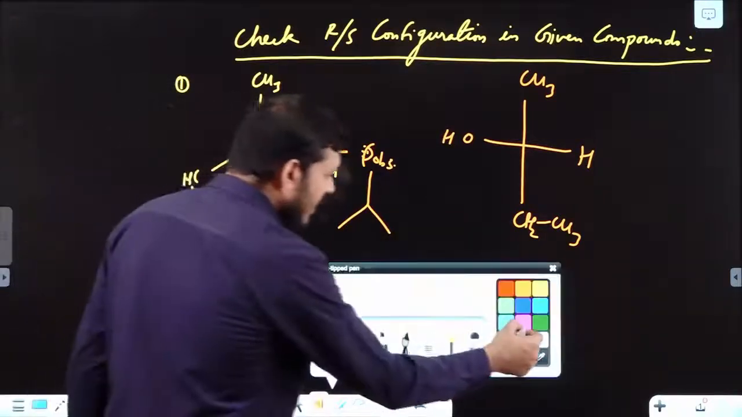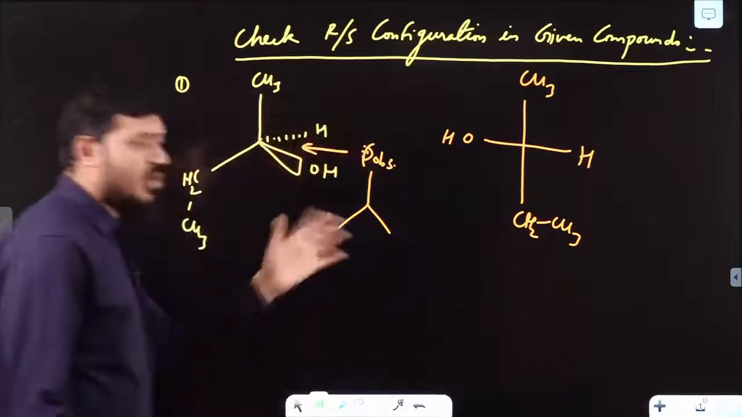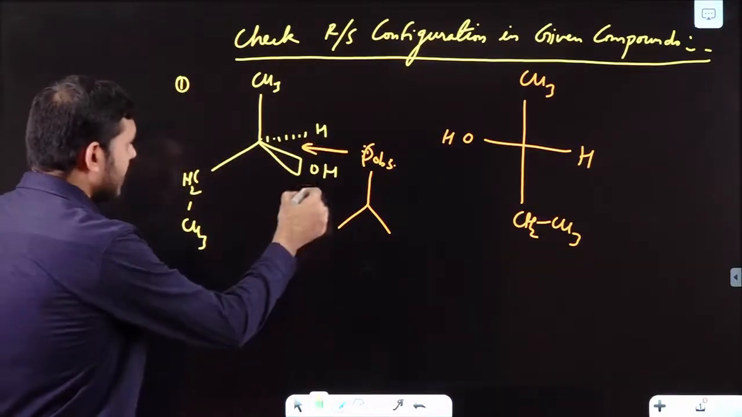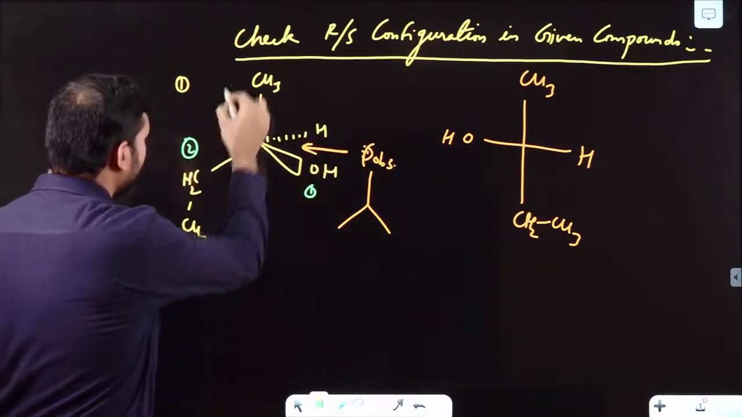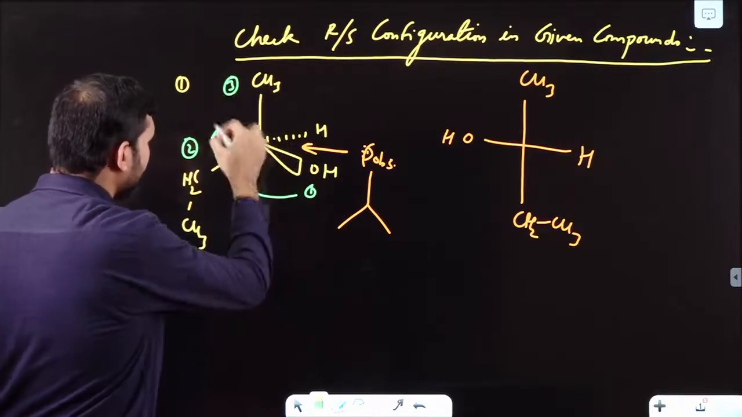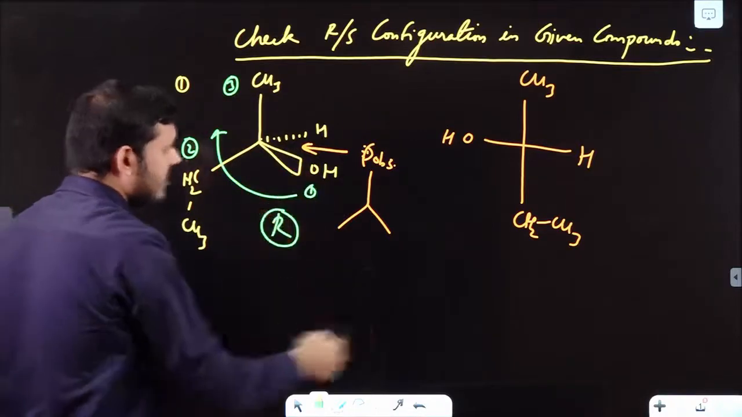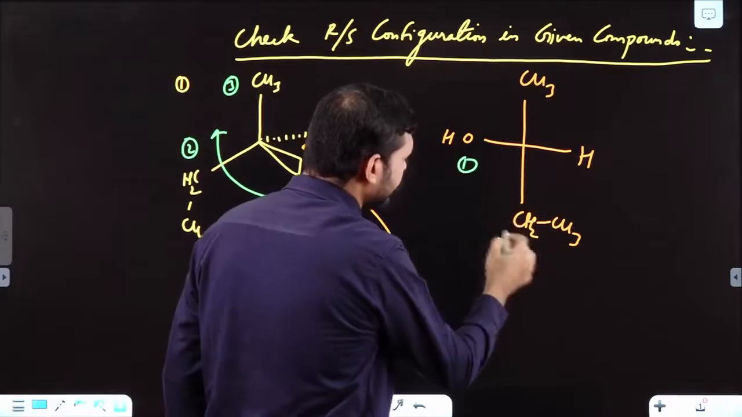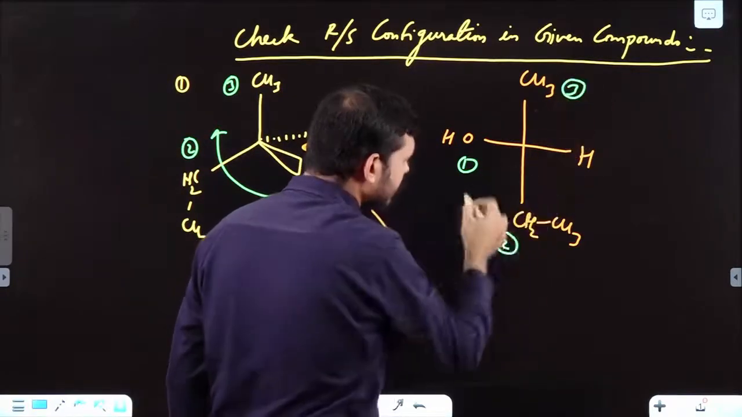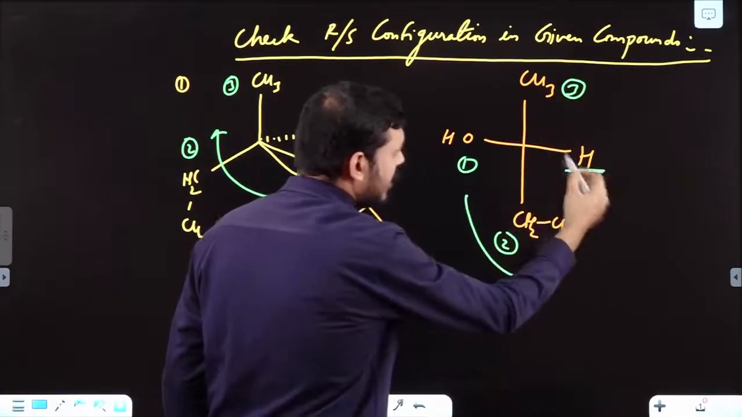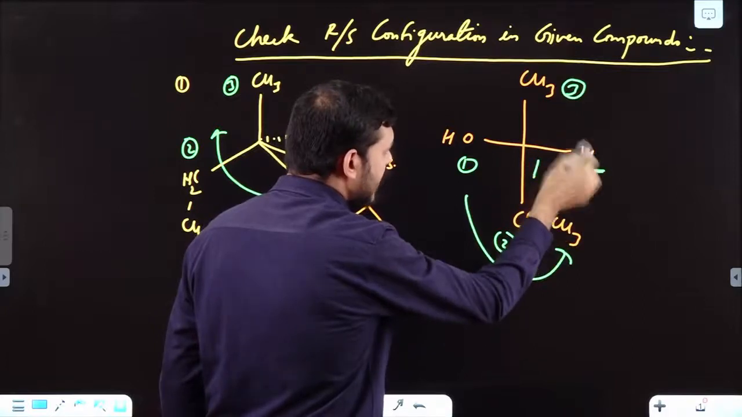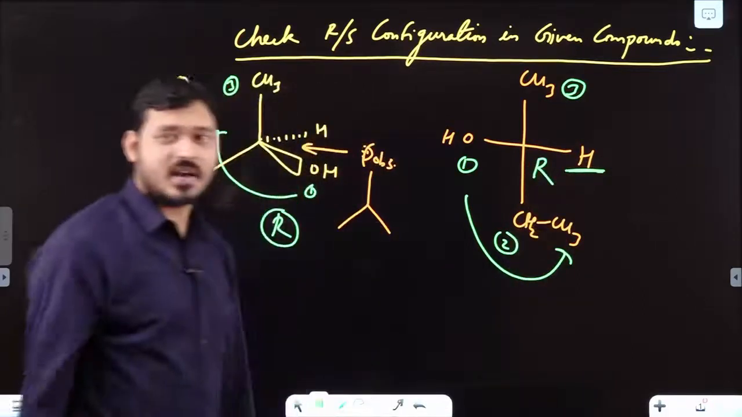Now for clarity, let me find the RS configuration in both and check. See, OH will be 1, ethyl 2, methyl 3. It is clockwise, R configuration. Here 1, 2, 3, anti-clockwise, but hydrogen on horizontal. So reverse, S to R. So this is also R configuration.